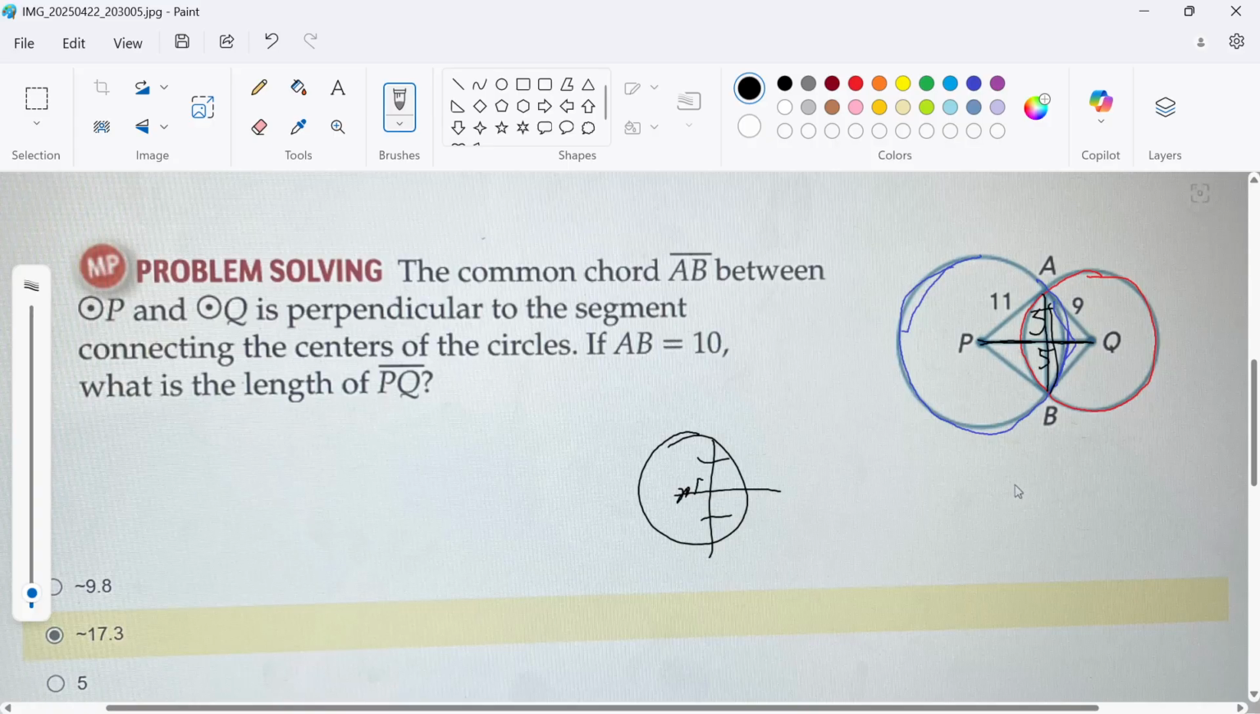And so now, I don't know what to call this point, but from the center point to Q, I can use this triangle. That's a 5. Hypotenuse is 9, and I'll call that X.